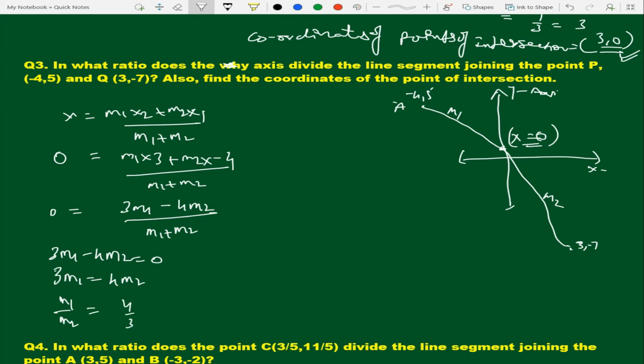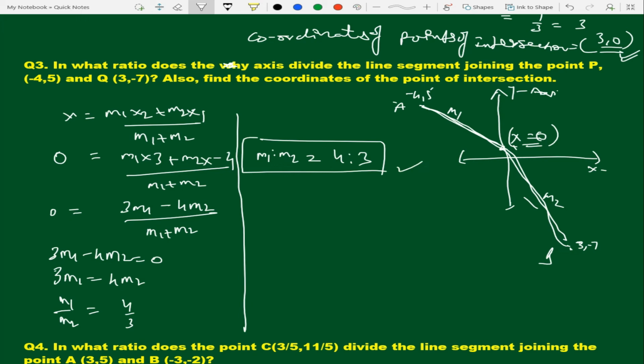It means the y-axis divides the line segment AB, this is B point, in the ratio 4:3, right? So this segment will be 4 times and this will be 3 times. Means this point divides this whole line segment in the ratio 4:3, right? Means m1 ratio m2 is 4:3.